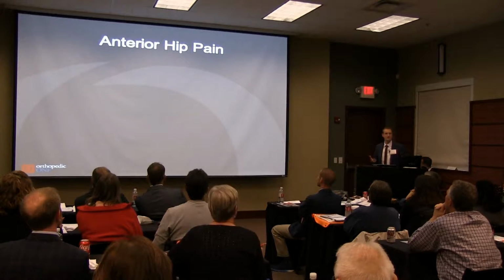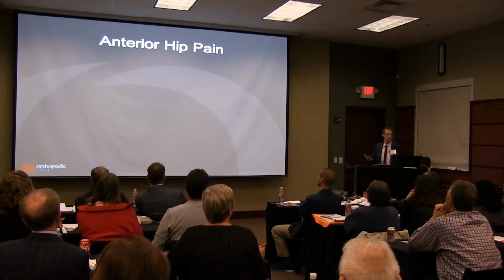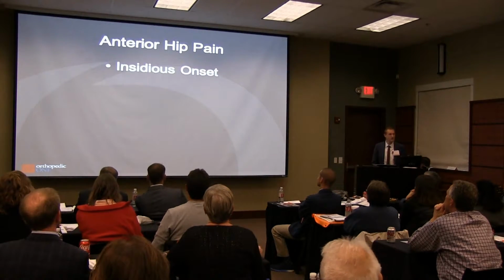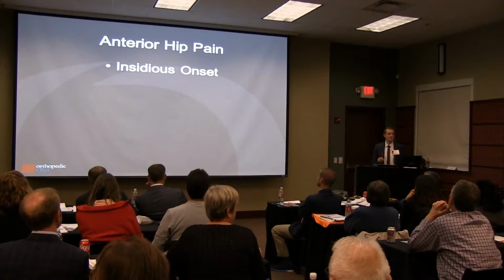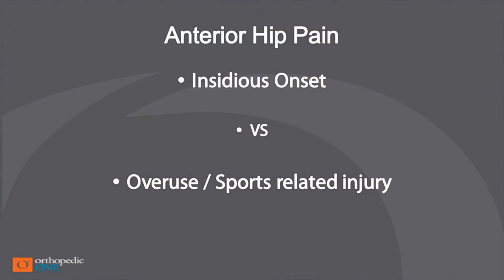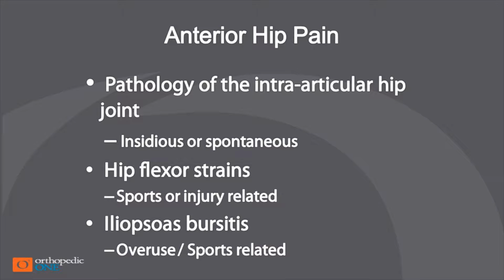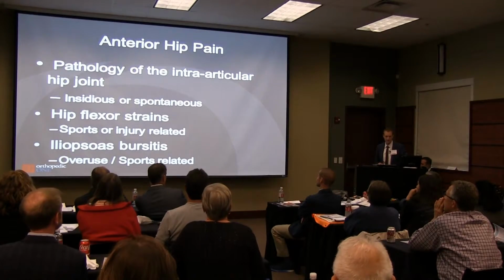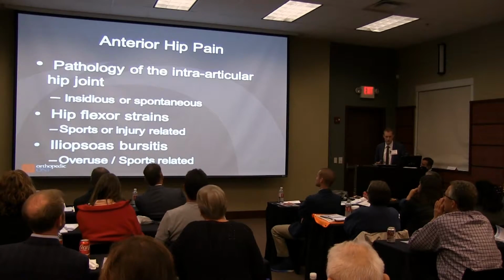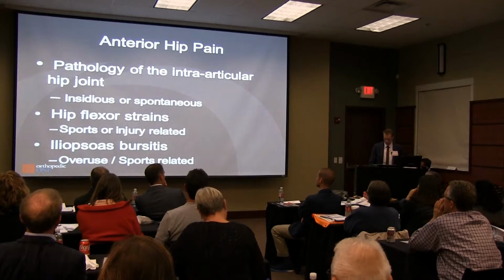So we're going to start with anterior hip pain. A patient points to the front of his hip, and what's important in the history is to try to figure out whether this is more of an insidious onset type of pain, or more related to sports, an acute process, overuse, and related to activity. Anterior hip pain can generally be broken down into three things: pathology of the actual hip joint, the intra-articular space, which we'll go through, hip flexor strains, we'll go through that as well, and iliopsoas bursitis.